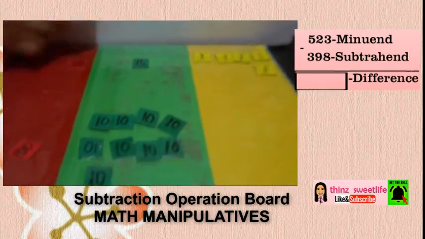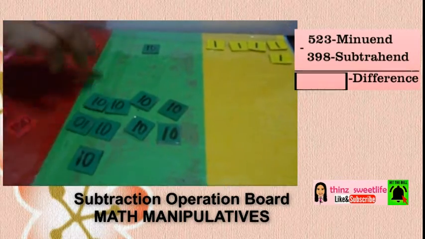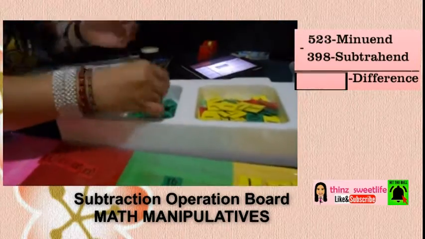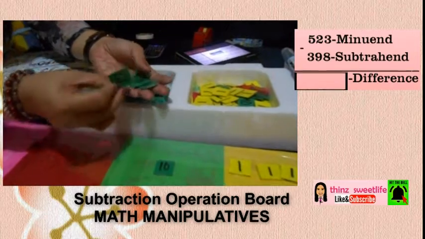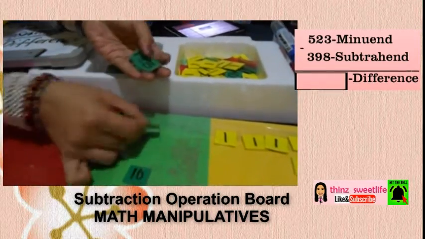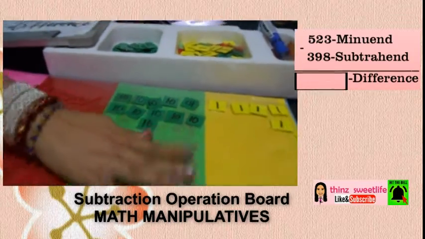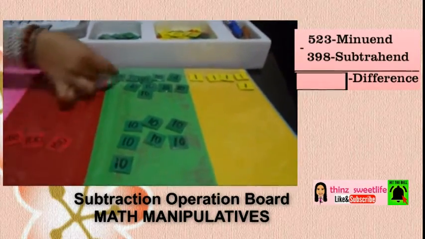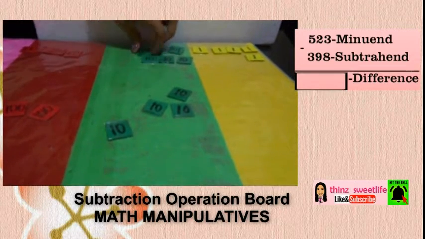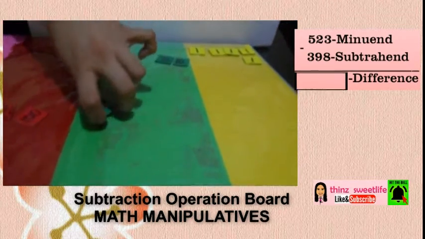Now, on the tens. We cannot subtract 9 tens from 1 ten. So we need to get one piece of 100 and exchange it into 10 pieces of 10. So we trade it into 10 pieces of 10. Then we put them here. Now, we get a pair to become 0, pair after pair. So now we're done on the tens.